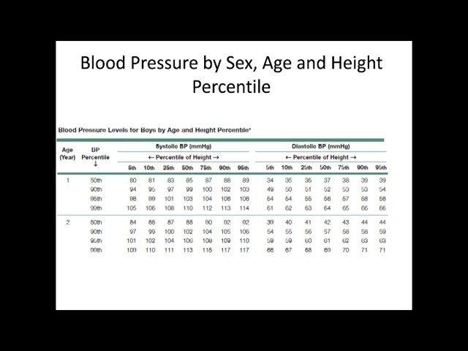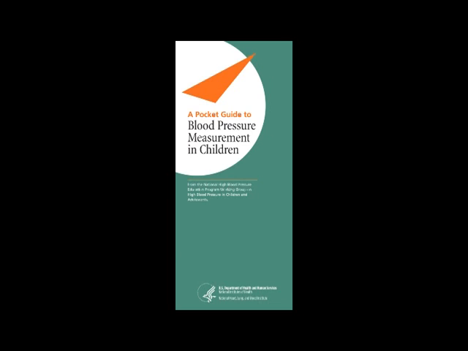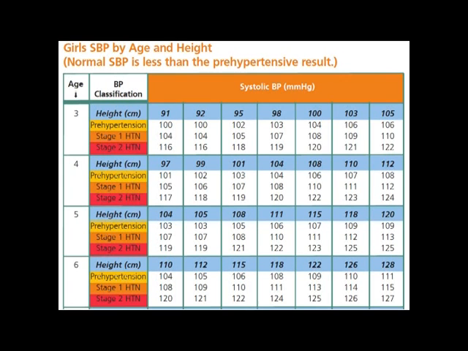A pocket guide to blood pressure measurement in children is also available on the website, which includes these blood pressure values, and is a very valuable resource and a quick read to get you up to speed on interpretation of blood pressure in children. This is one of the tables from that handbook, and it separates blood pressure values for you as far as whether a child is pre-hypertensive or meets criteria for stage 1 or stage 2 hypertension, again based on their age and their height.